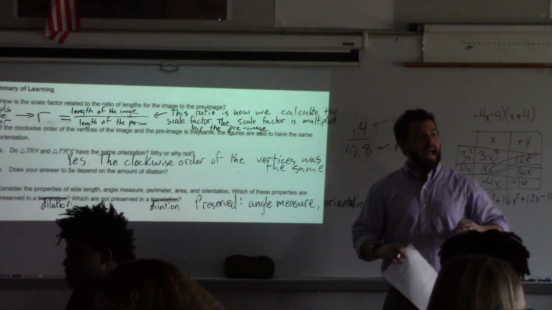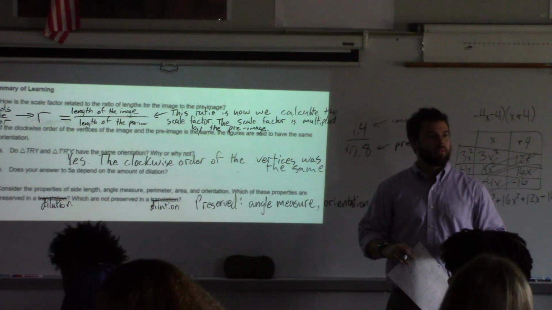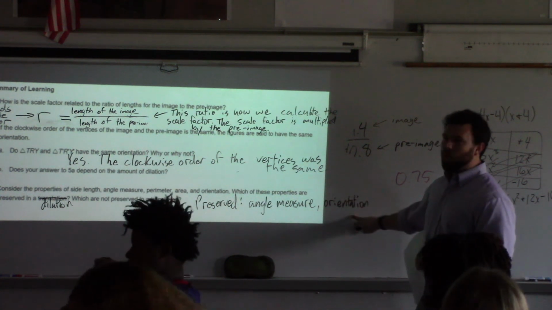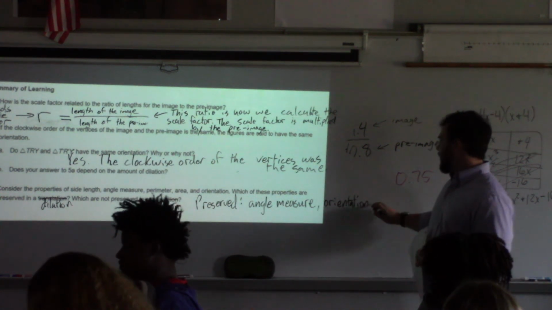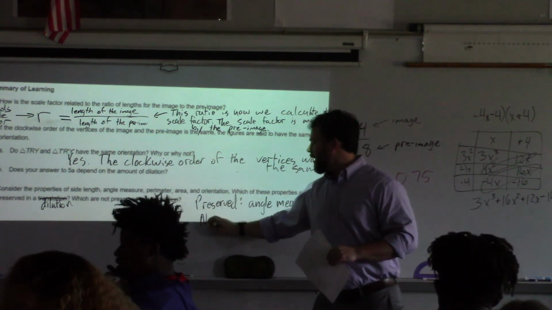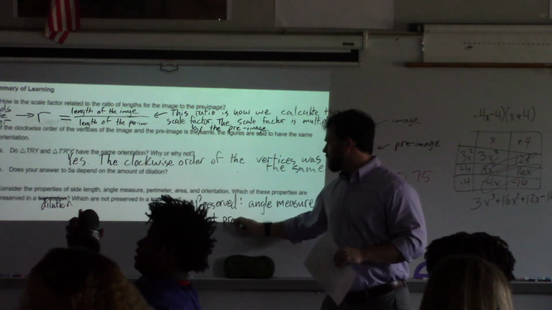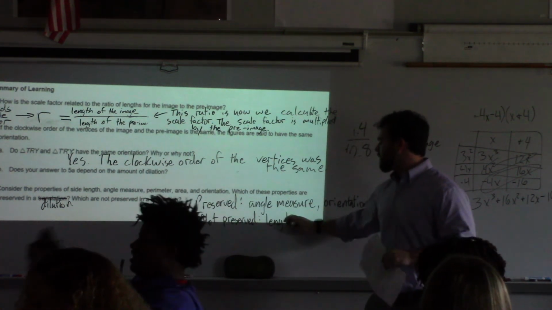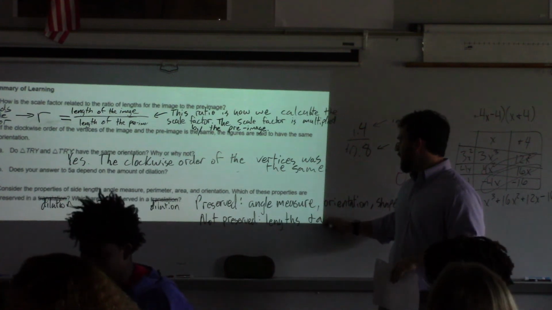Sit down. The angle measure and the orientation are preserved, and I don't think I have it up here, but it is also the shape. So what is not preserved? Length, which is perimeter, and area.